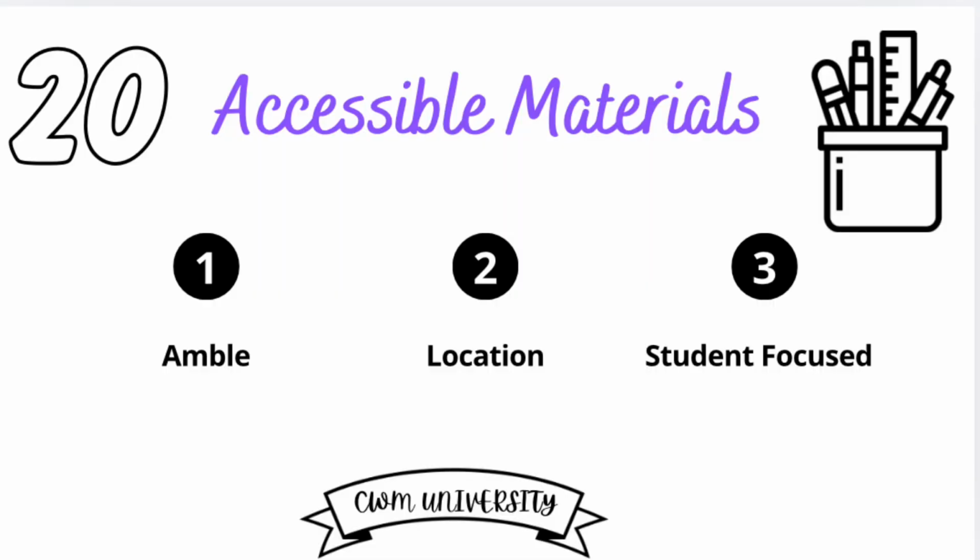Tip 20, accessible materials. We want to make sure that we have ample materials, that they're in a good location, that we replace them, and that they are student focused. I know when I taught elementary, we'd do the buckets and make sure it had enough pencils, glue, markers, and scissors for everybody to use. But that quickly changed when I got to middle school, because I tried to do the buckets with the supplies and my supplies started to disappear.